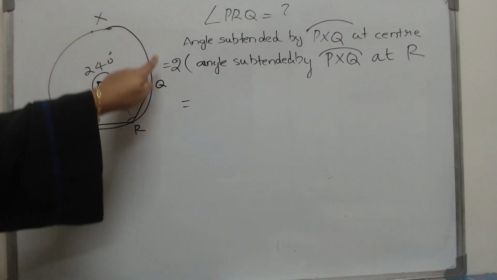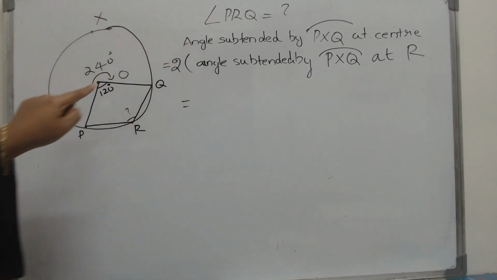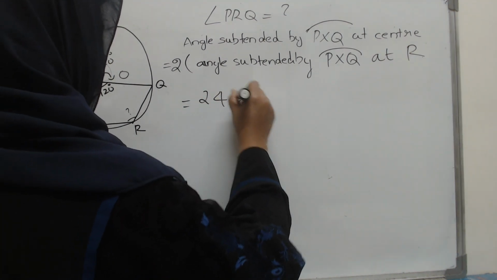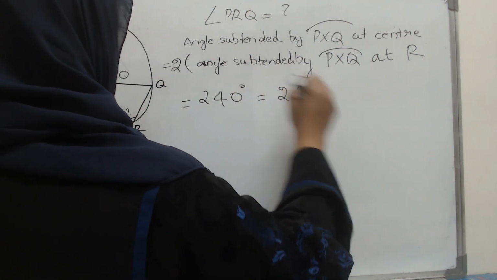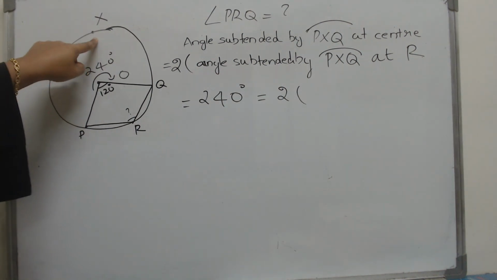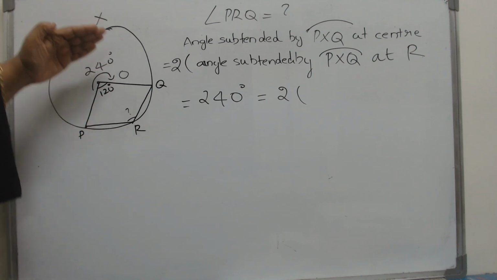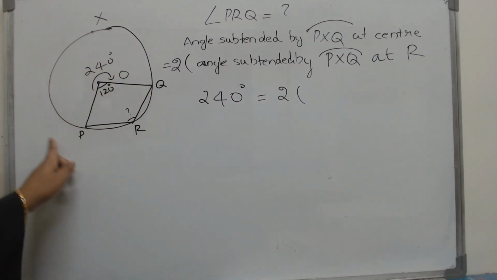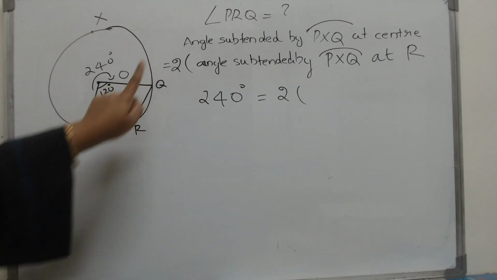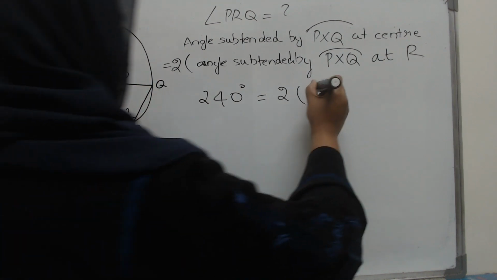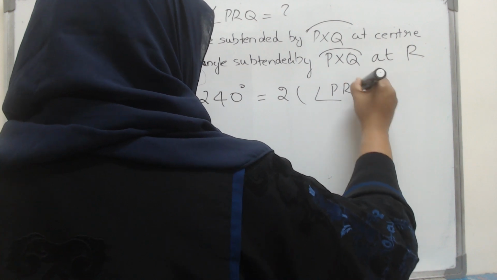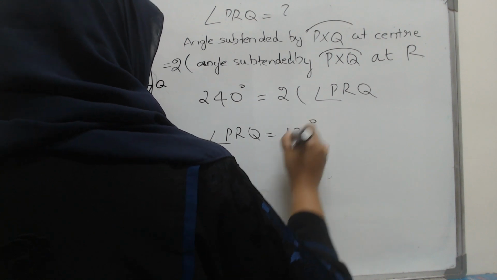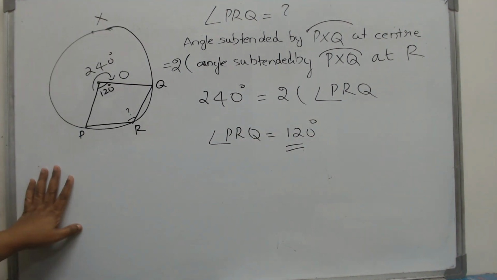This is the larger arc, and the angle subtended by PXQ at the center is the greater angle, which is 240, and 240 degrees is 2 times the angle subtended by PXQ at the point R. And where will the major arc subtend the angle? It will go into the minor segment, and the angle subtended by PXQ at the point R is the angle PRQ. So therefore the angle that we are looking for, PRQ, is 120 degrees. So this is the result that we are looking for.